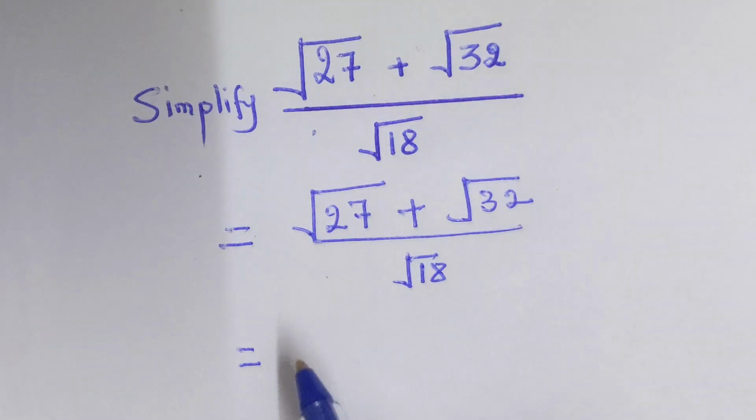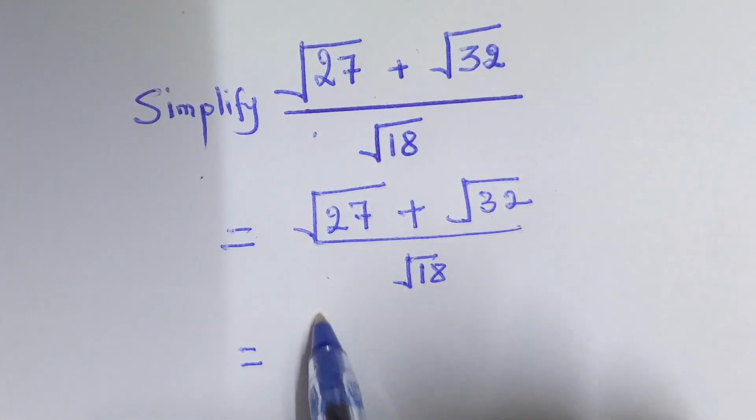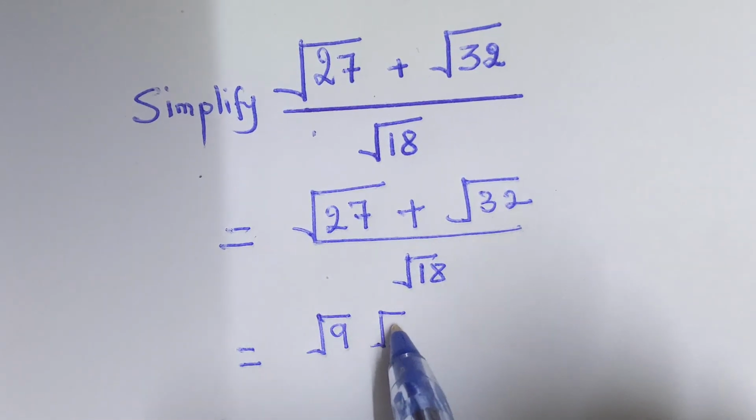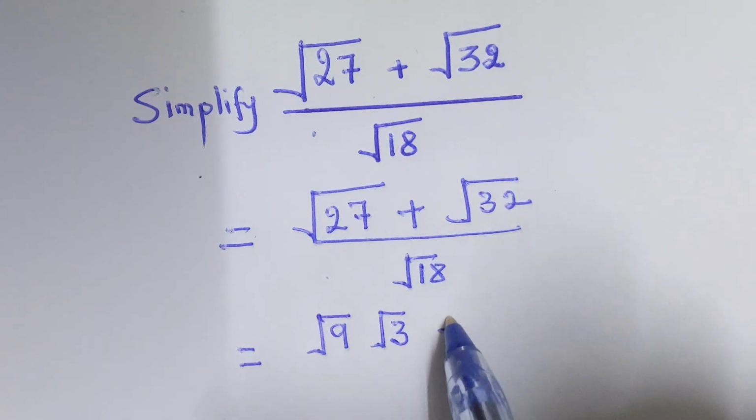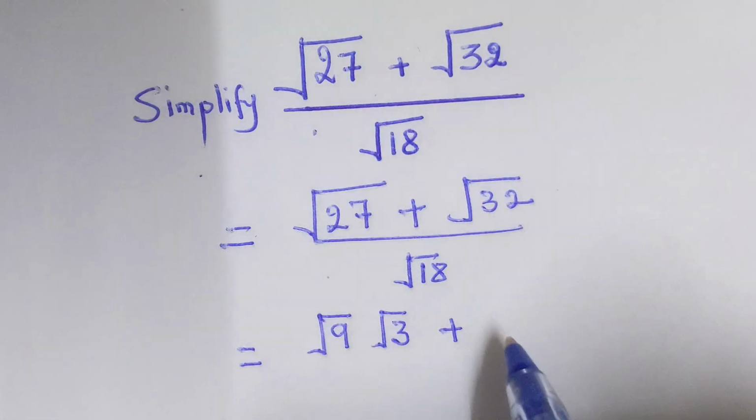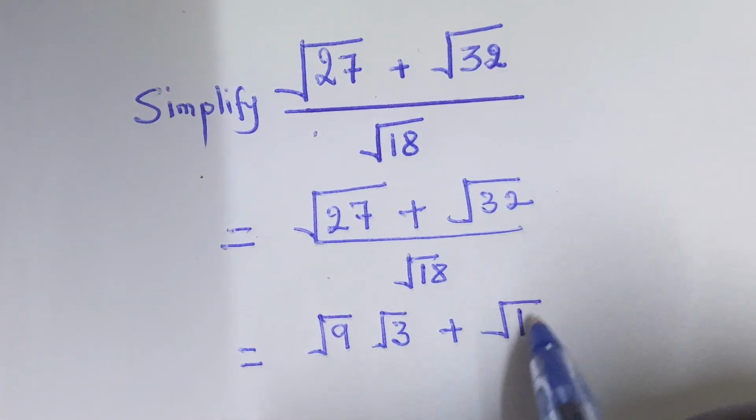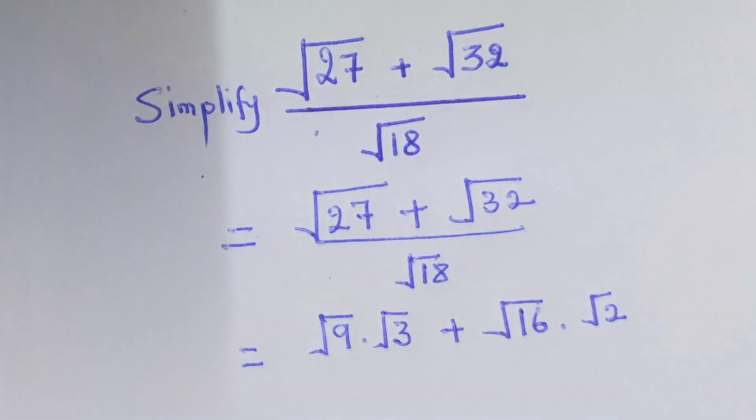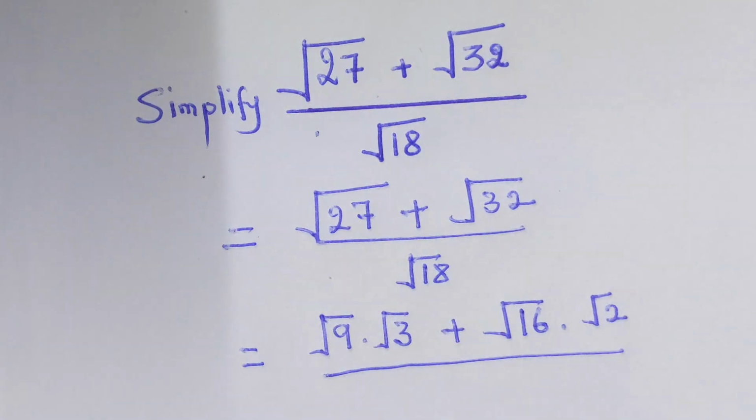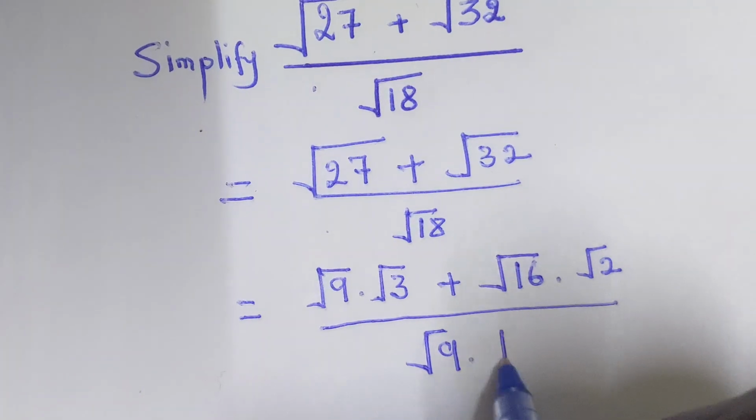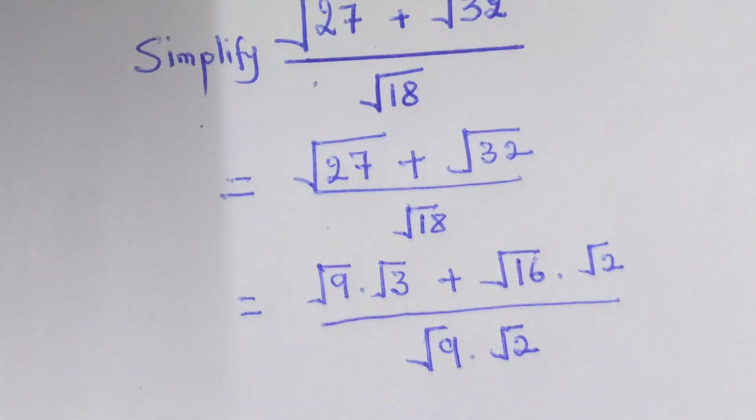We can separate on the top by saying square root of 9 times square root of 3, then plus, and you have to know that 9 times 3 equals 27, plus square root of 16 times square root of 2. This dot means times. Then what we have done on the top, we have to do on the denominator: square root of 9 times square root of 2.